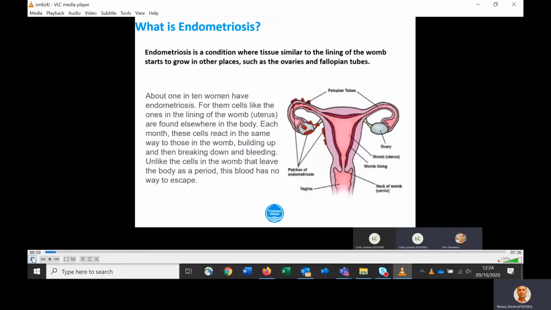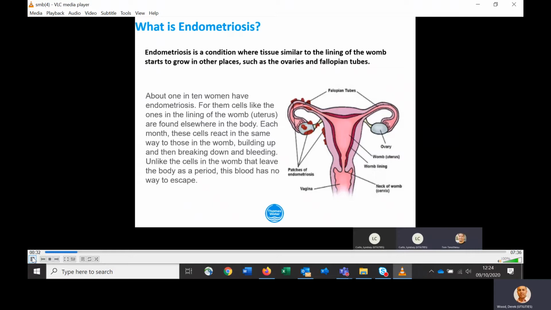So it's basically a condition where tissue similar to that which lines your womb begins to grow in other places. It can grow in the ovaries or around the fallopian tubes, so basically anywhere around the ovary area. It affects about 1 in 10 people. It's where cells like the ones in the lining of the womb are found elsewhere in your body.